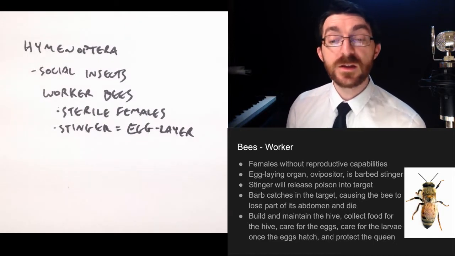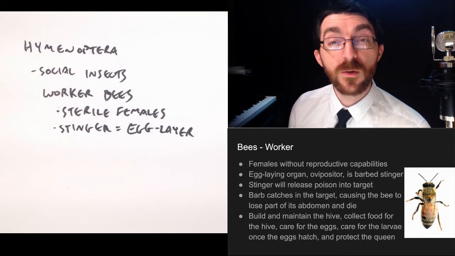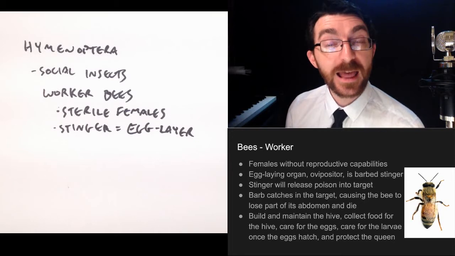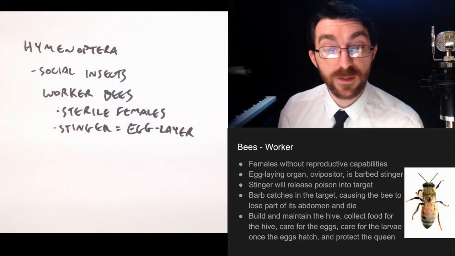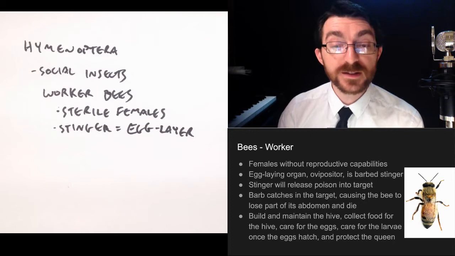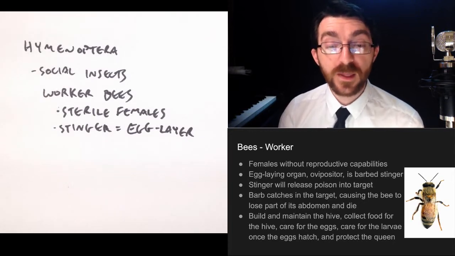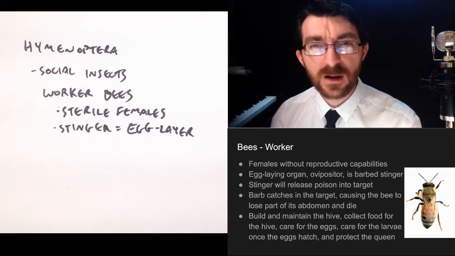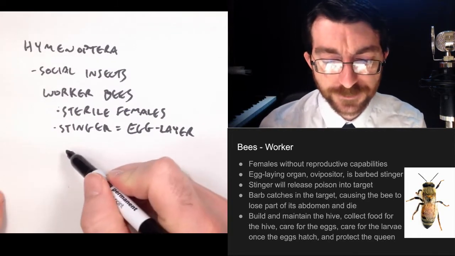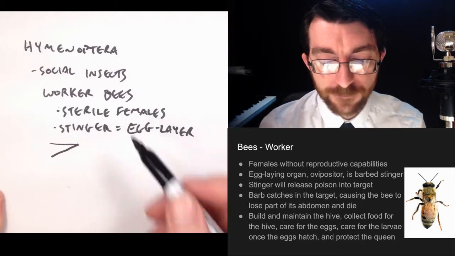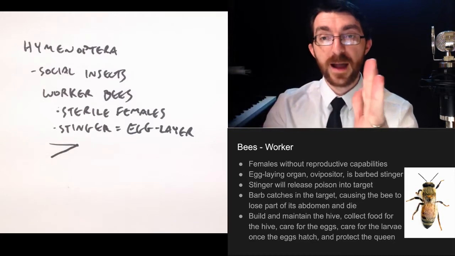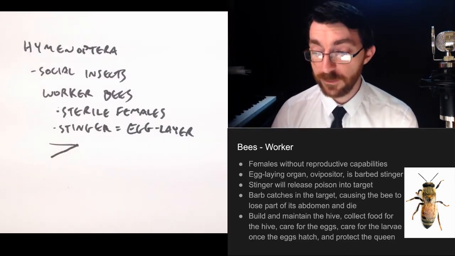Now, these worker bees are females that don't have reproductive capability, which means they have the egg layer, but they can't lay eggs with it. Instead, they can sting with it. So the stinger is going to release poison into its target. The barb at the end is going to catch the target, causing the bee to lose part of its abdomen and die. Sad face. I don't know if you've ever been fishing and seen a treble hook. If you just got a pointy stinger like that, it'll go in and then come back out, and you just got stabbed with a poisonous knife.